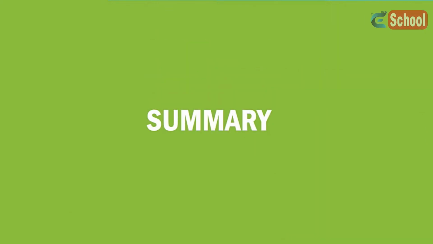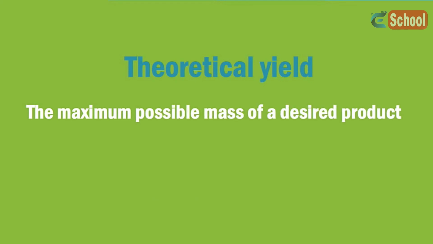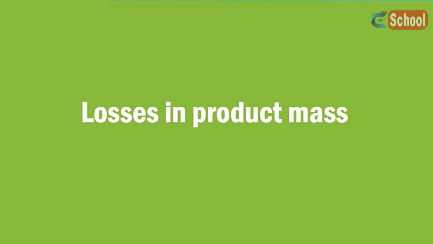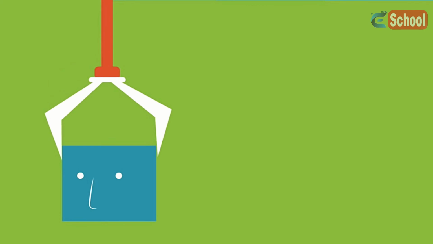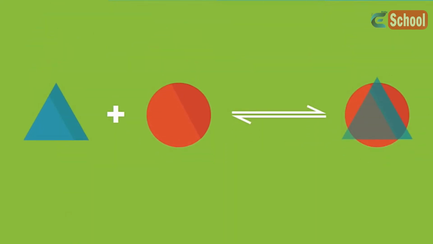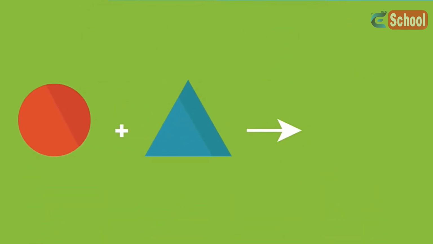So, in summary, a theoretical yield is the maximum possible mass of a desired product that results from a chemical reaction. Losses in product mass may result from purification processes and/or from the transfer of reactants from one place to another. Losses also result if the reaction is in equilibrium, that is, goes backwards and forwards between reactants and products. Finally, the theoretical yield is lowered if the reaction proceeds to give a different product to the one you desired.